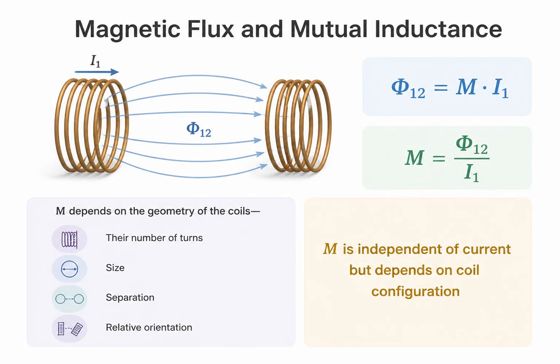The mutual inductance M quantifies how effectively the magnetic field from one coil links with the turns of another coil. Mathematically, the magnetic flux through the secondary coil due to current in the primary is phi12 equals M times I1. Rearranging, mutual inductance equals the flux linkage per unit current. Importantly, M depends entirely on the physical geometry: the number of turns in each coil, their cross-sectional areas, the distance between them, and how they're oriented relative to each other. M does not depend on the magnitude of the current itself.